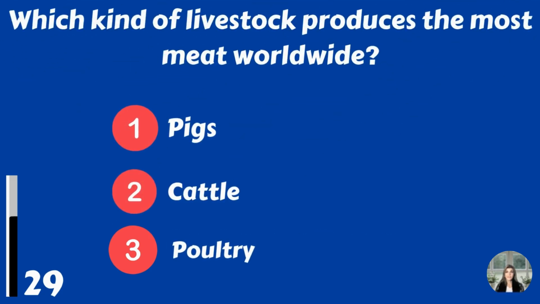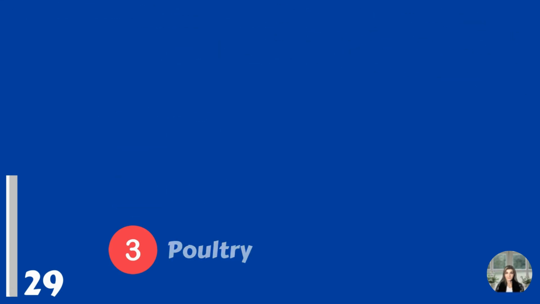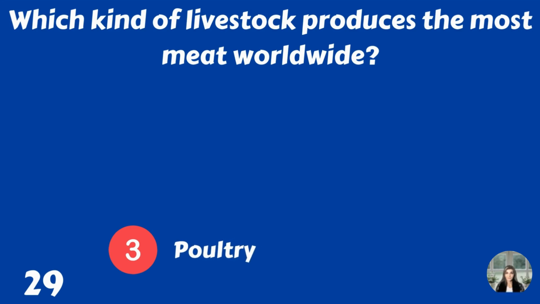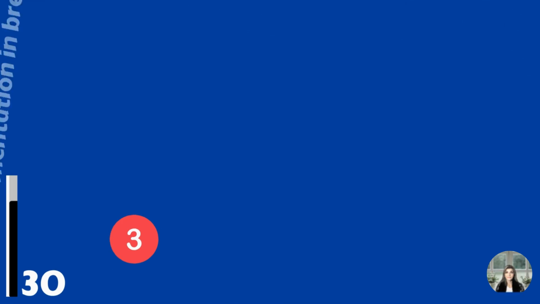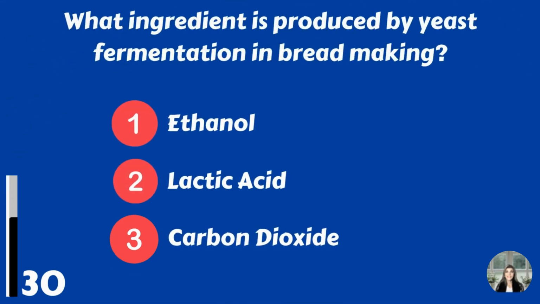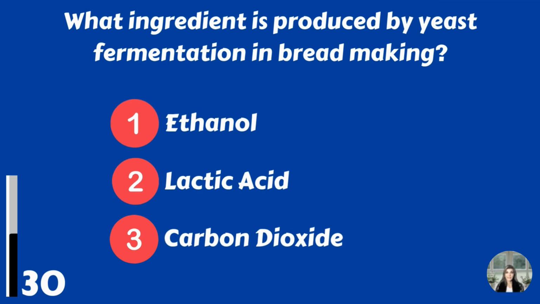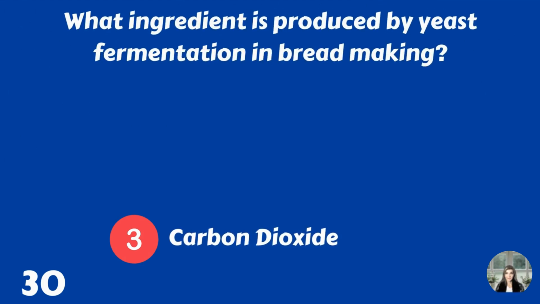Which kind of livestock produces the most meat worldwide? Pigs, cattle, or poultry? Poultry. What ingredient is produced by yeast fermentation in bread making? Ethanol, lactic acid, or carbon dioxide? Carbon dioxide.